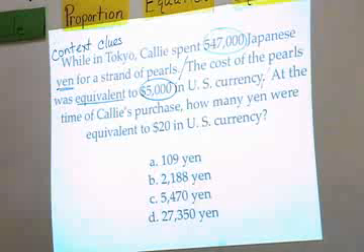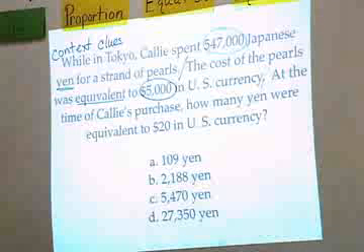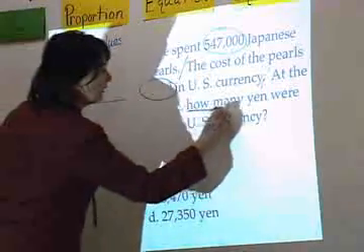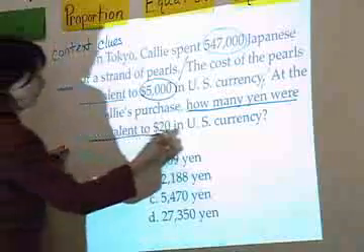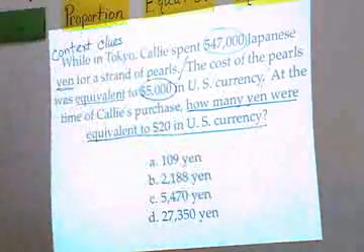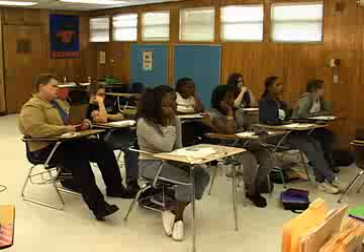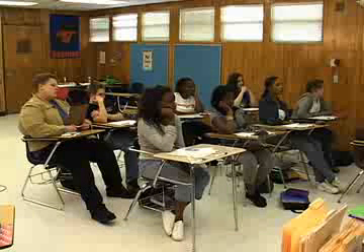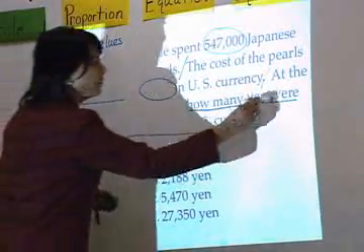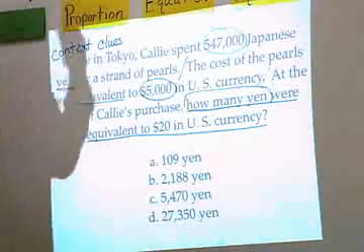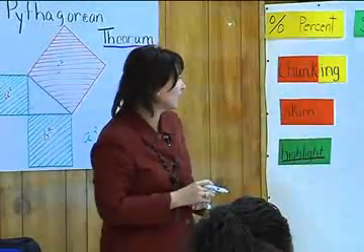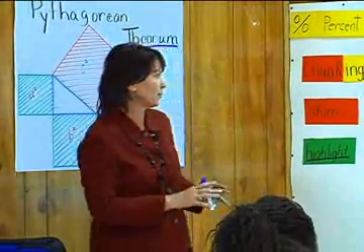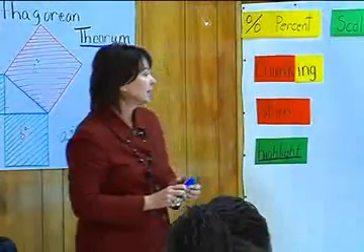At the time of Callie's purchase, how many yen were equivalent to $20 in U.S. currency? Okay, this is the question. We're going to underline it. How many yen were equivalent to $20 in U.S. currency? Are there any of those words that you think should be highlighted in the question? How many yen? We want to find out how many yen. Our answer is going to be yen. Good job. And we already know the word equivalent. We've already circled it. So we've been very actively reading this problem, circling and highlighting. That's a great job.